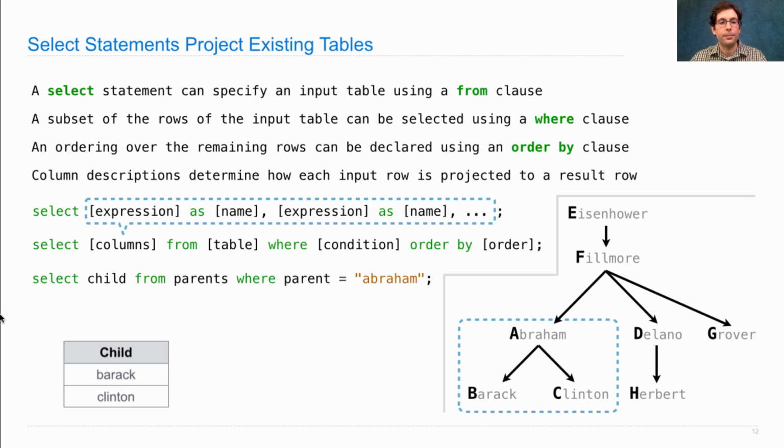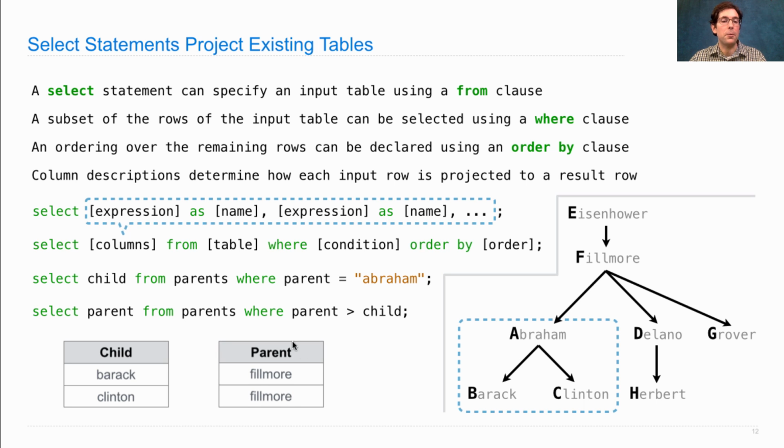If instead I said select parent from parents, where parent is greater than child, comparison of string values will choose their alphabetical order. So this says parent is later in the alphabet than child. What will be created in the output table?